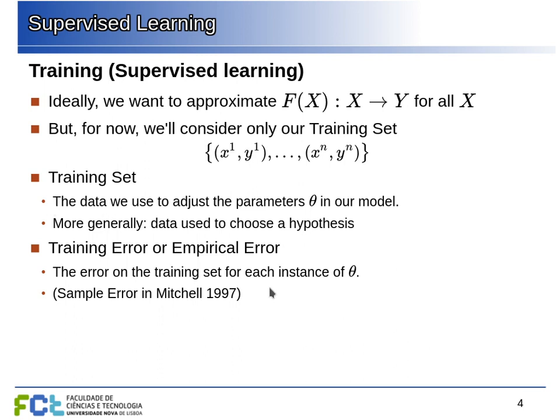The training error is the error that we can measure on the training set. So as we are looking at different hypotheses, we can always compare the predictions from the hypothesis to the target values that we have in the training set and measure the error. So the error measured on the training set is the training error, or in some older literature, you can also see it referred to as the empirical error.